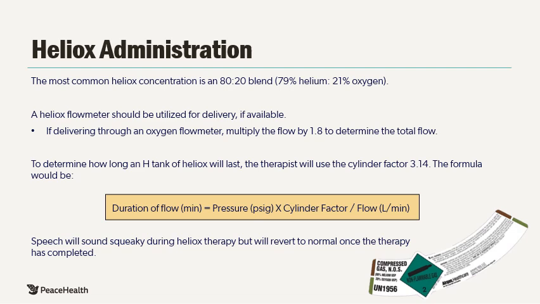Heliox should be delivered with a calibrated Heliox regulator, but if one is not available, you can use a traditional oxygen flow meter. You will have to multiply the flow by 1.8 to determine the actual flow because of the lower density gas. When using Heliox at Peace Health, you will find it in an H cylinder.